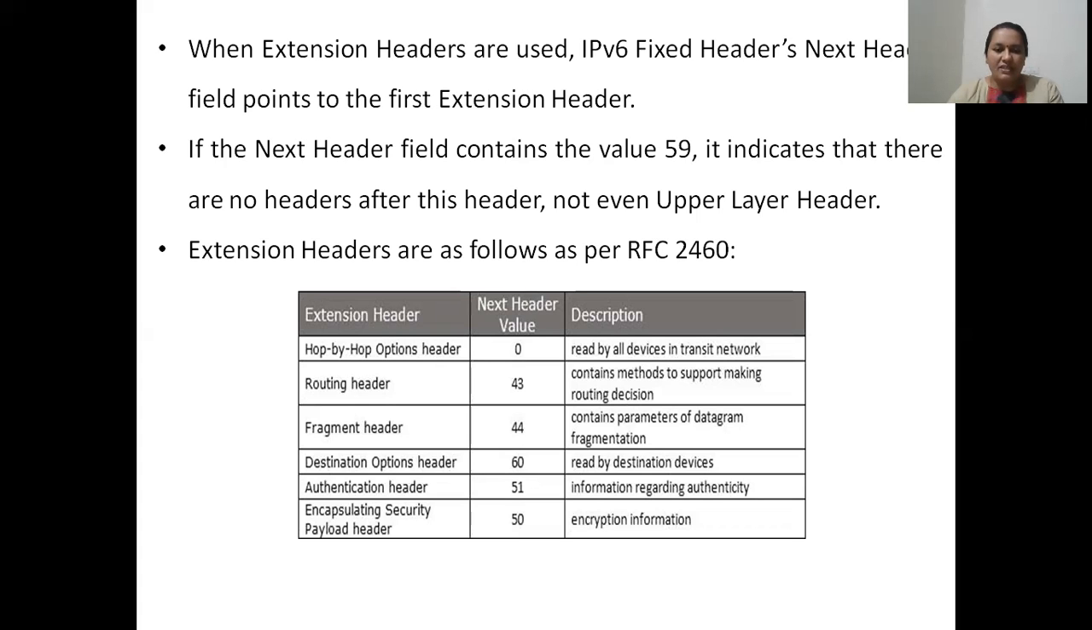50 indicates encryption information. 50 is generally an encapsulating security payload header. So whenever these values appear in the next header field of the fixed header of IPv6, we can understand that the next upcoming header contains this information. Say, for example, if next header contains 43, then the extension header which links to the fixed header is a routing header, which gives the entire information about routing.